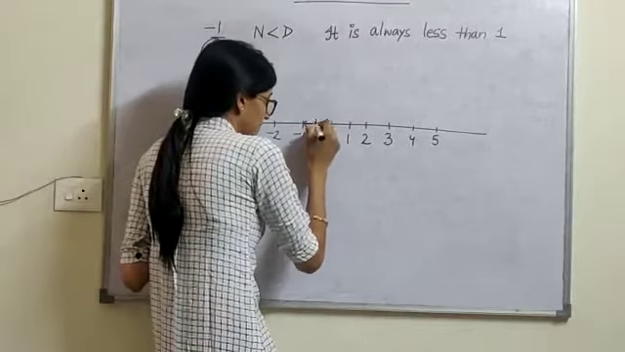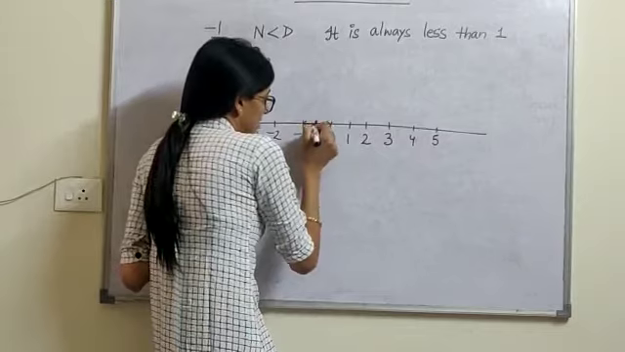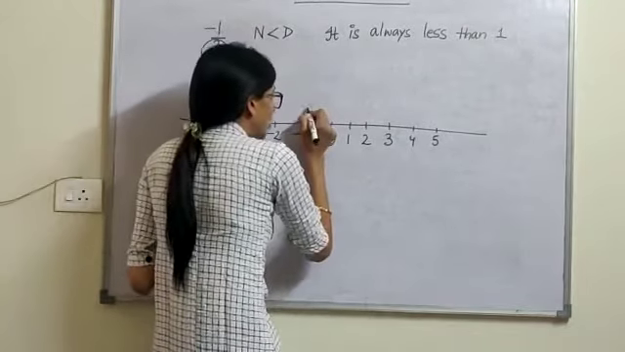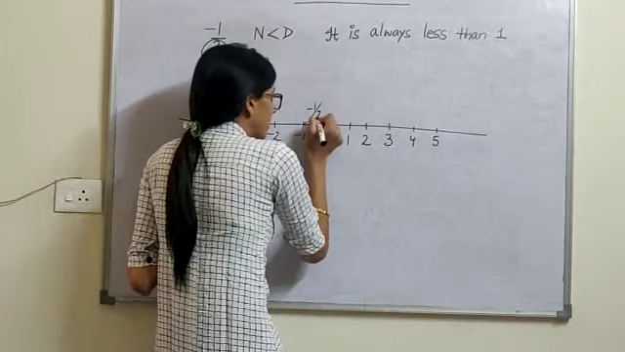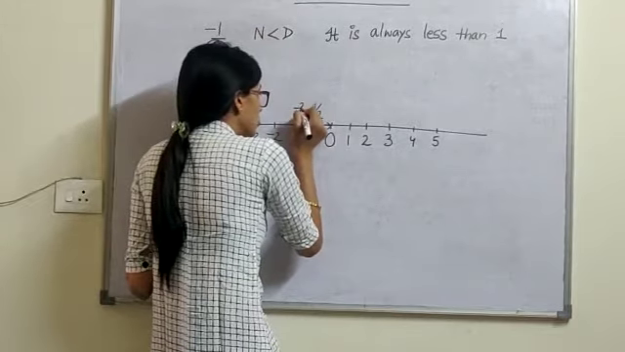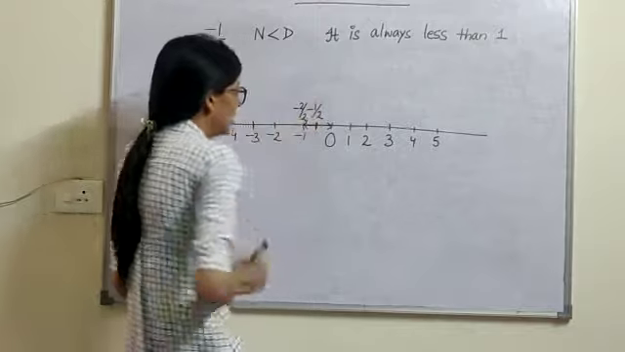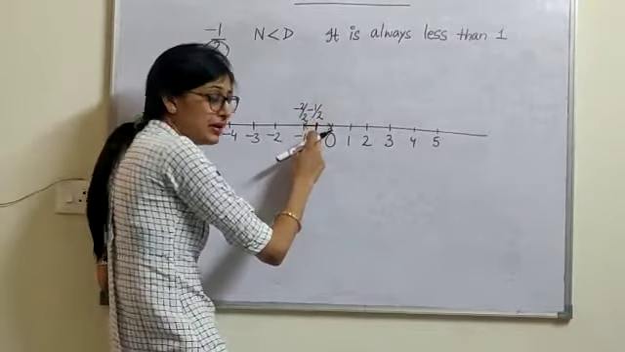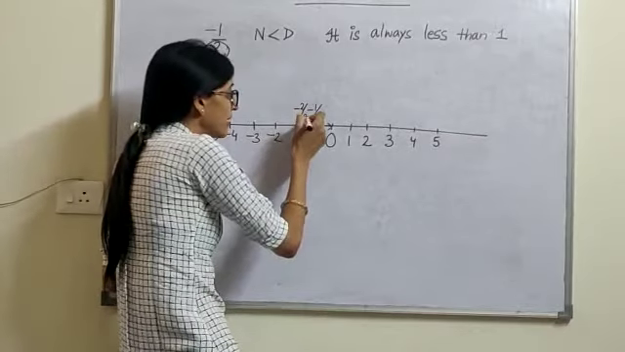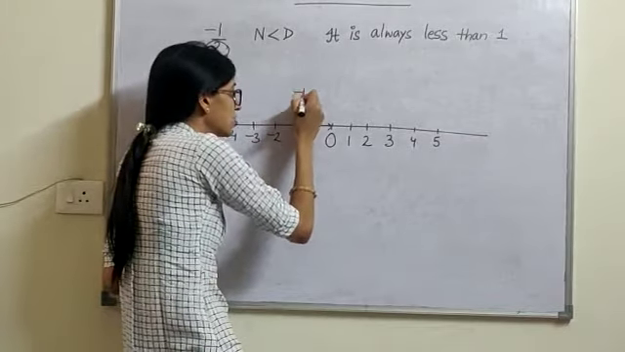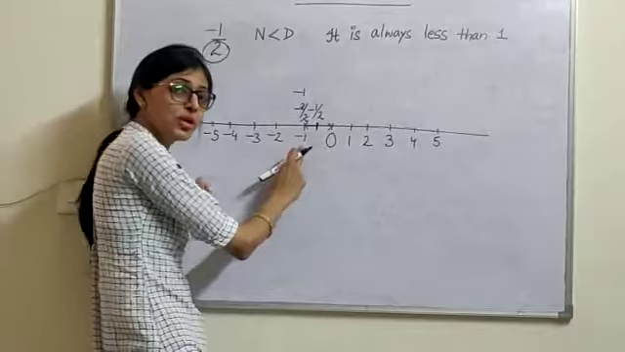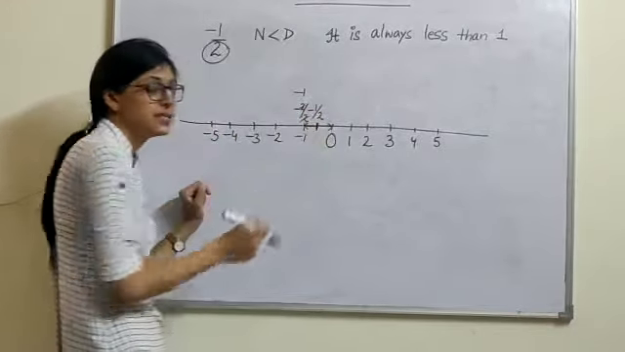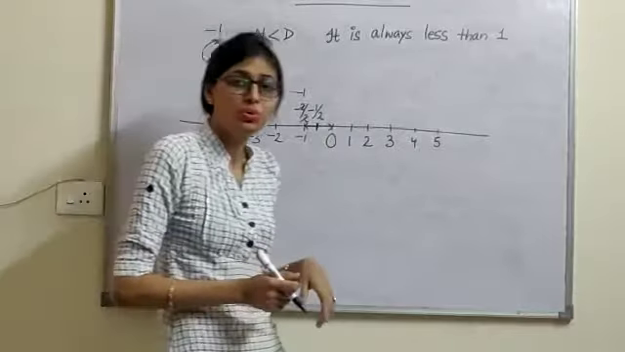So this and this, 2 parts. Okay, so minus 1 by 2, minus 2 by 2. Minus 1 by 2 will lie here, and minus 2 by 2 when we cut down it will become minus 1 only, and we have minus 1. So minus 1 by 2 will lie in between 0 and minus 1.